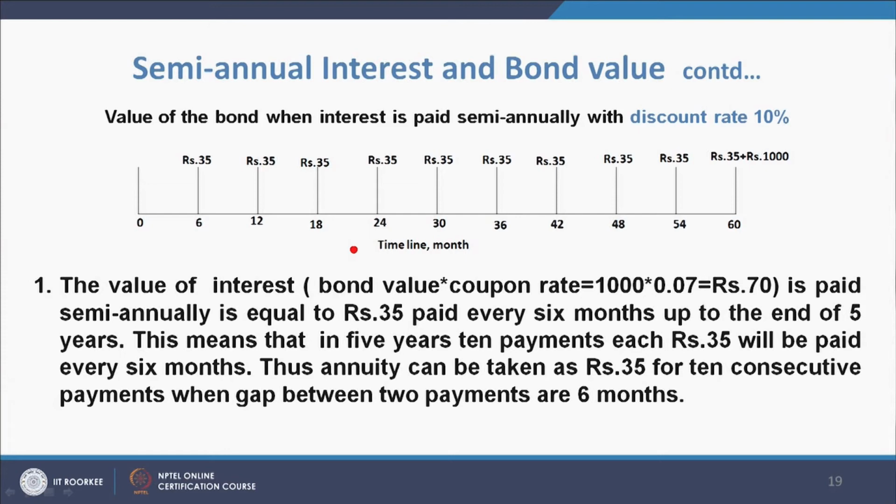This means that in 5 years, 10 payments, each of 35, will be paid every 6 months. Thus, it can be taken as 35 for 10 consecutive payments, when the gap between the two payments is 6 months. Please note that the present value of an annuity formula has been changed to accommodate compounding semi-annually. In this case, compounding is every 6 months and twice annually, and hence m is equal to 2. For this problem, n is equal to 5 years and I equal to r equal to 10 divided by 100, which is equal to 0.1.